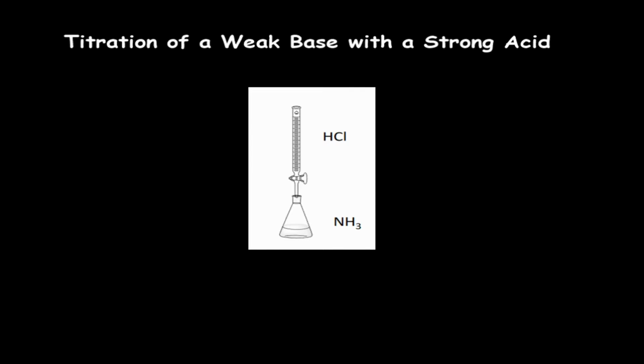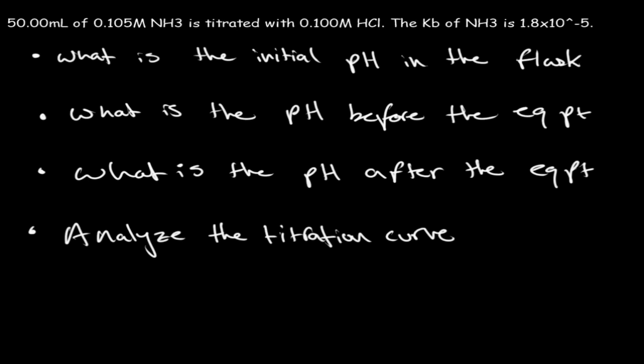So in today's video, we will be looking at the titration of a weak base with a strong acid. So our question is, 50 milliliters of 0.105 molar ammonia is titrated with 0.1 molar HCl. The Kb of ammonia is given to us, which is 1.8 times 10 to the negative 5.